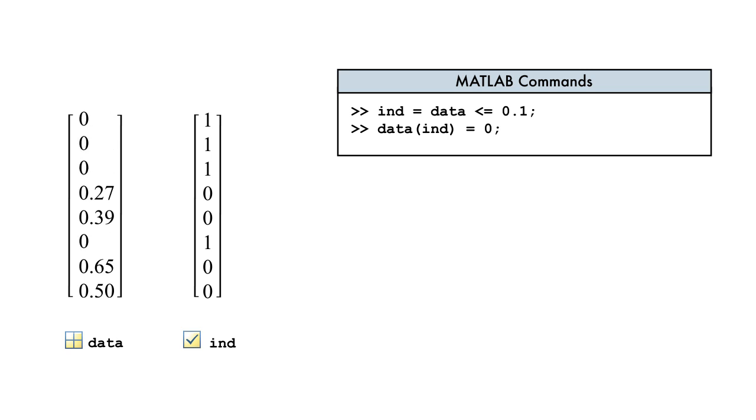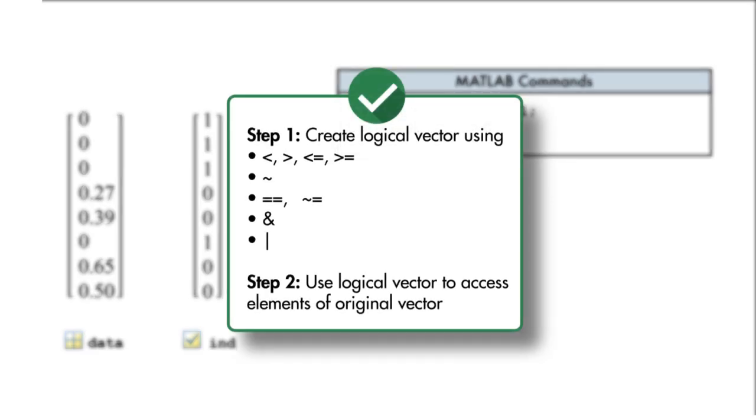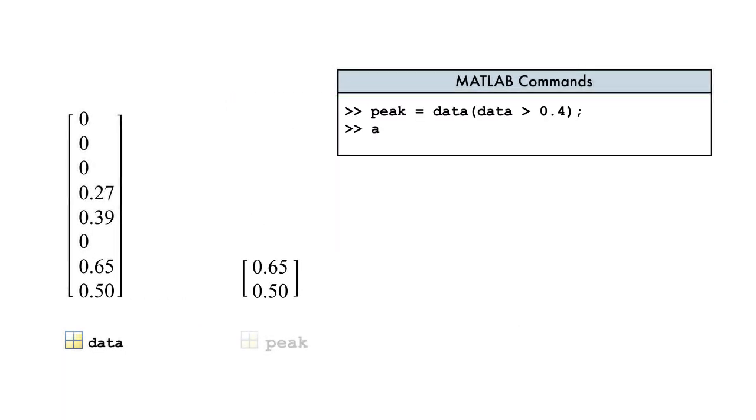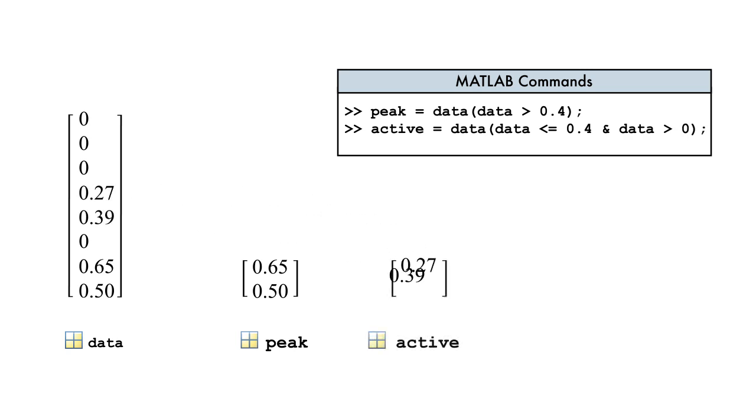And there you go. We've extracted elements from a vector and modified elements in place with 2 easy steps. First, describe your condition using relational and logical operators, and then use the logical vector to access the elements of the original vector satisfying the condition. Now it's your turn, so get started slicing and dicing your data.